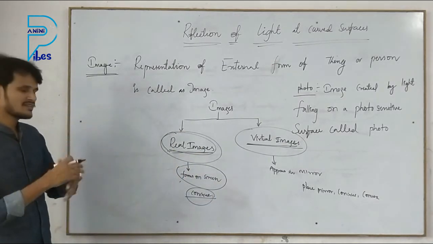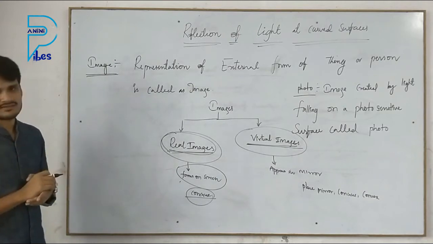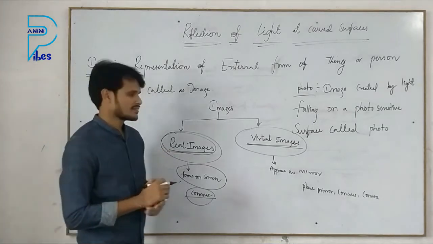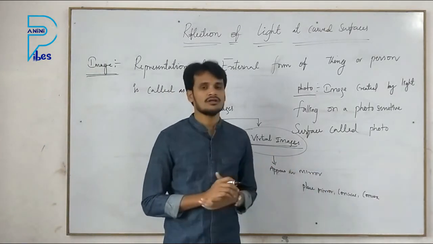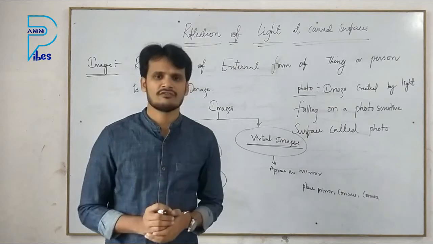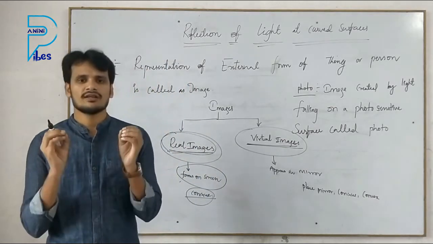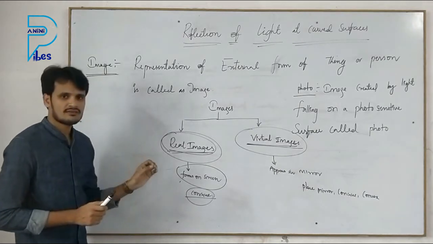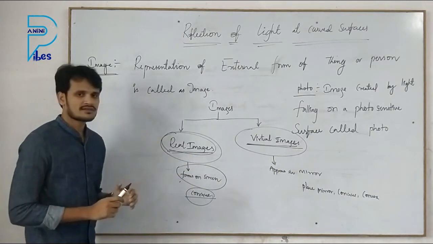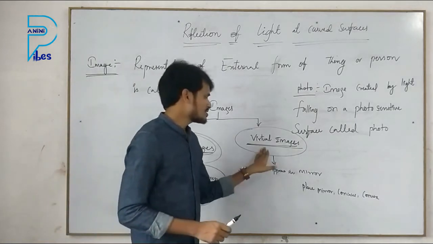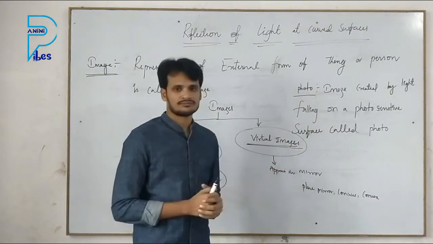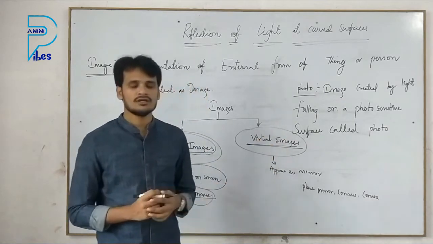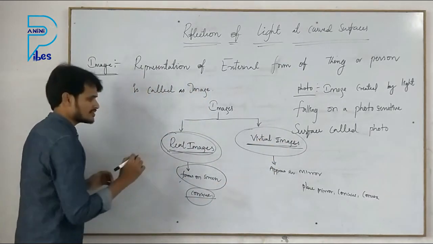Actually, real images are defined by converging rays. The converging rays of light can form what? Real images. Diverging rays of light can form what? Virtual images. We can simply define what is a real image and what is a virtual image. Images that form on a screen are called real images. Images that appear in a mirror, from diverging rays, are called what? Virtual images.